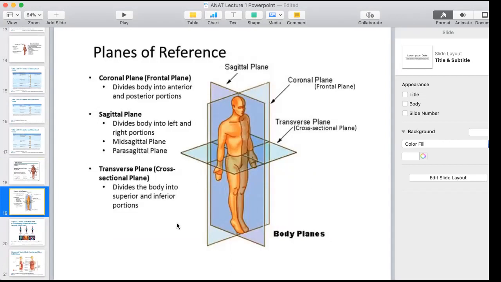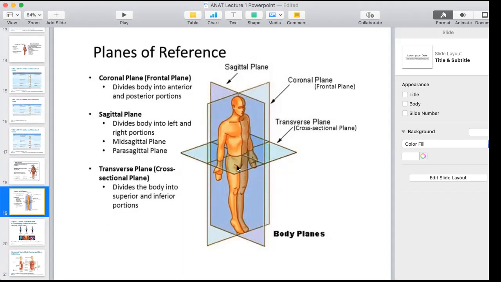Planes of reference. So we actually can divide the body into different planes. And this is really important when we start to talk about things like imaging techniques, CT scans, MRI scans, and observing different anatomical structures and different organs, and also with histology too, as we can look at things like a sagittal cut or a coronal cut.